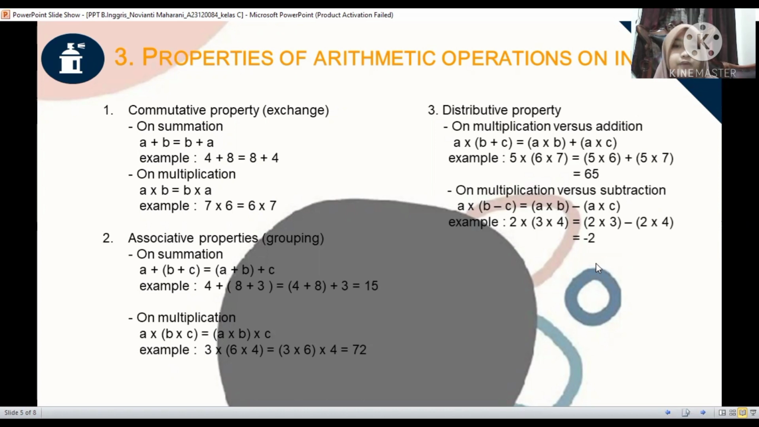On multiplication over subtraction, A times in brackets B minus C equals in brackets A times B minus in brackets A times C. Example, 2 times in brackets 3 minus 4 equals in brackets 2 times 3 minus in brackets 2 times 4 equals negative 2.